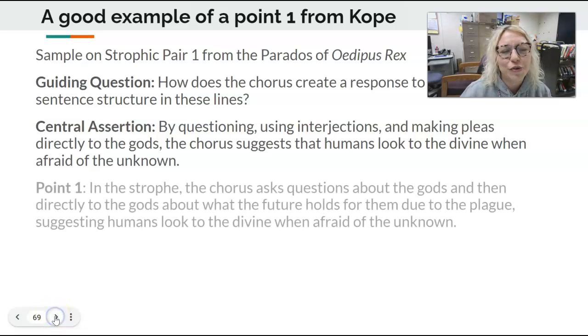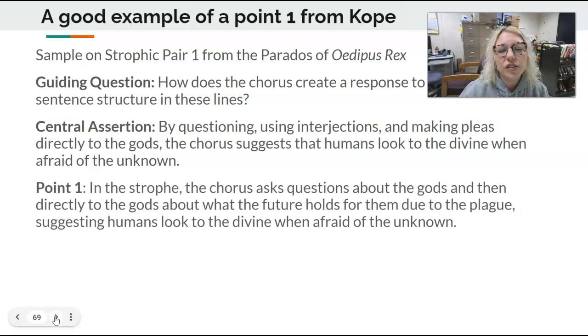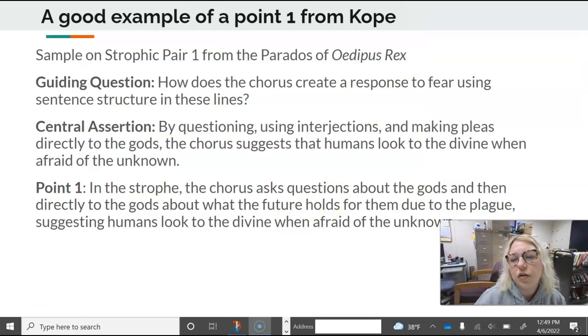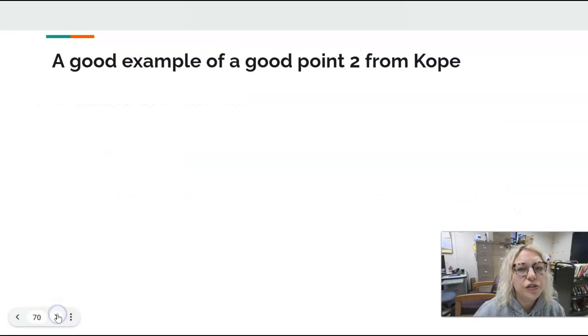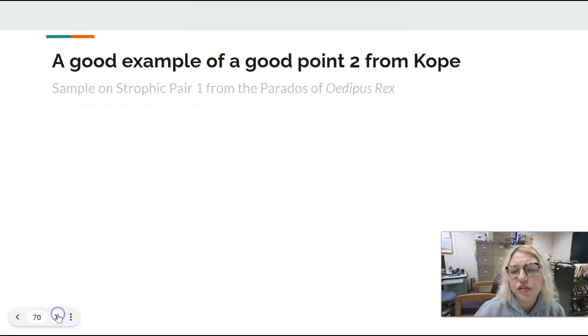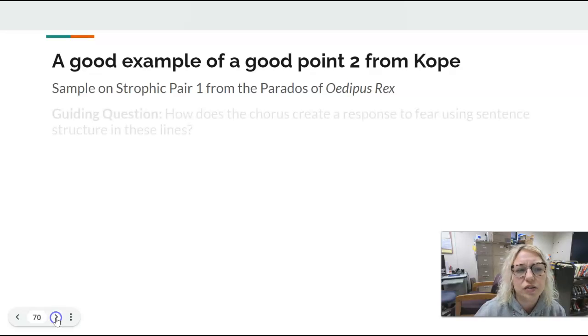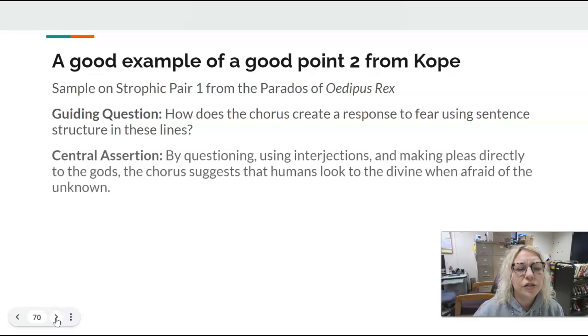Here is my sample of point 1. In the strophe, the chorus asks questions about the gods, and then directly to the gods about what the future holds for them due to the plague, suggesting humans look to the divine when afraid of the unknown. All right. Moving on to point 2, I just gave you the same example here. I didn't go back to the other essays, but you can find them in those essays on Schoology if you like. So back to the Parados, strophic pair 1 from the Parados.